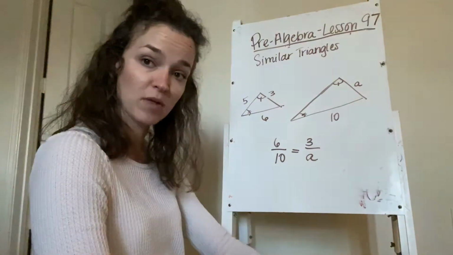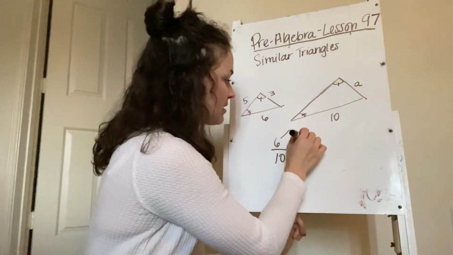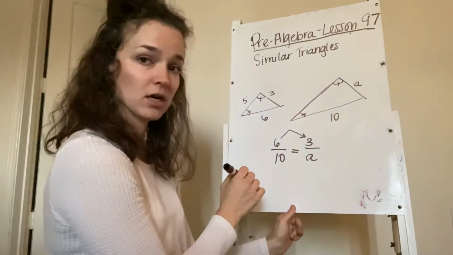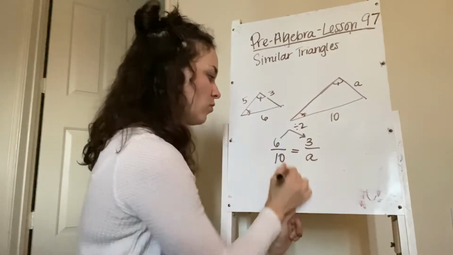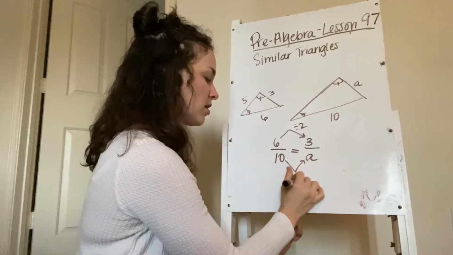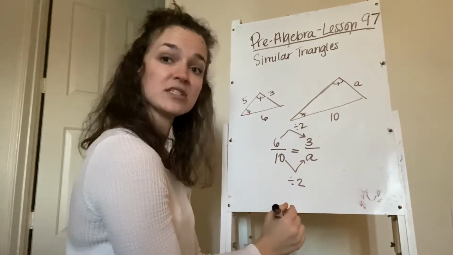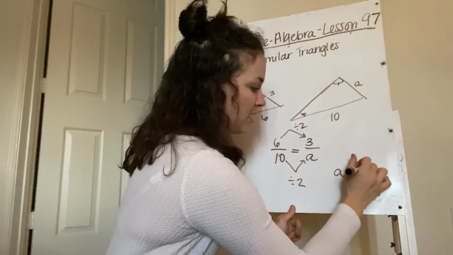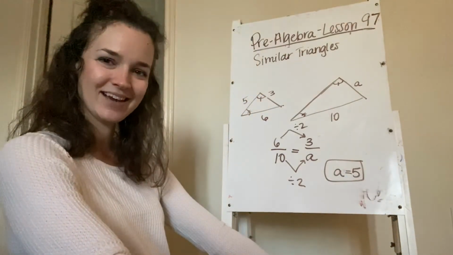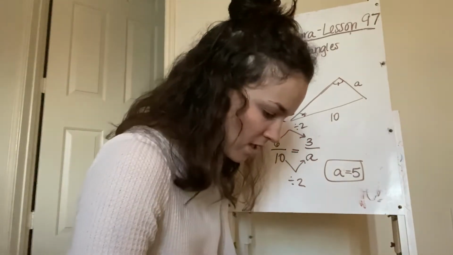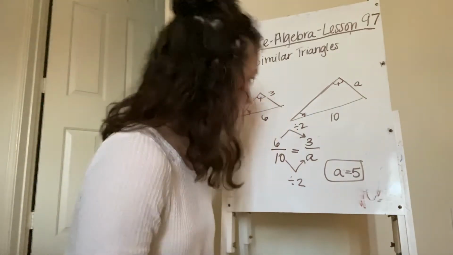We could cross multiply, or you can look at how it changes from here to here. So to get from 6 to 3, we just divide by 2. Well, we could just do the same thing here. 10 divided by 2 is 5. So that means A has to be 5. There you go. All right, so let's look at indirect measure.